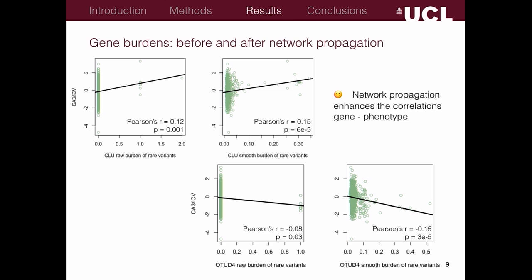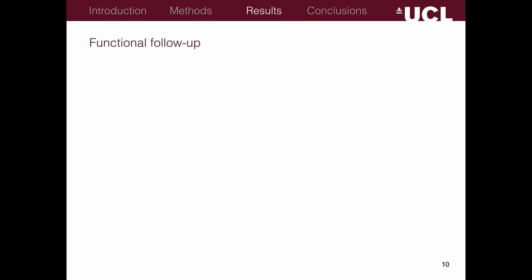Then, if we consider the gene burdens before and after the network propagation step, we can clearly see that the network propagation step enhances and makes more statistically significant the correlations between gene burdens and the volume of the CA3 field, which is also a proof of the added value of the method we're implementing. Then we performed some functional follow-up for the OTUD4 gene because that hasn't been implicated in Alzheimer's disease yet.